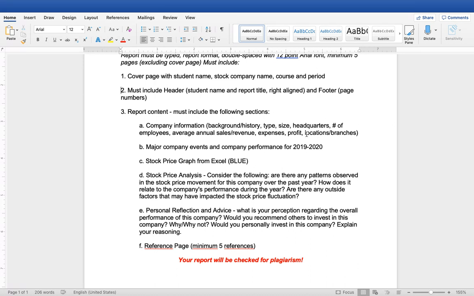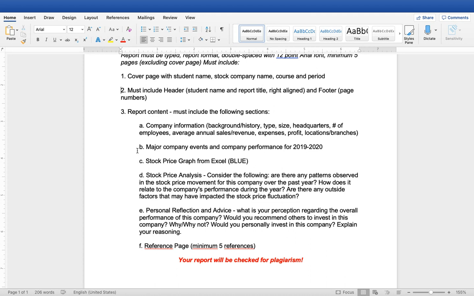Also, where are they located? How many branches? Do they have international offices or branches, etc.? So any information that provides any background and data about the company, I want you to include in this section. It's all about the company. Who is this company? What do they do? Who are they?